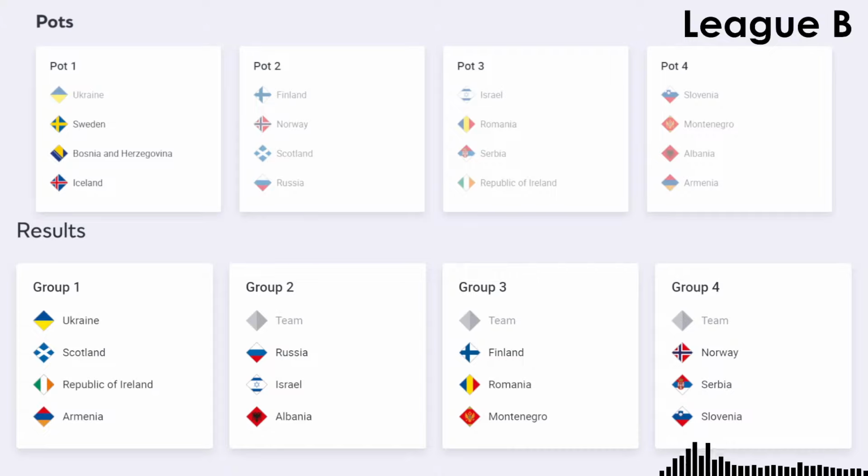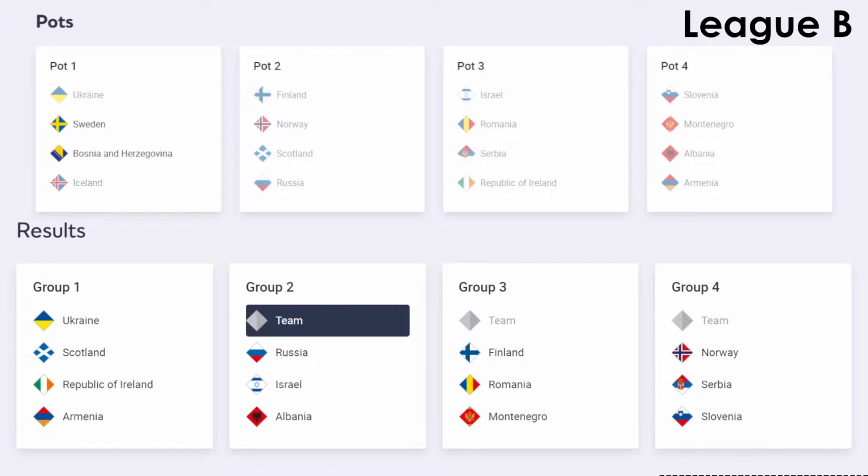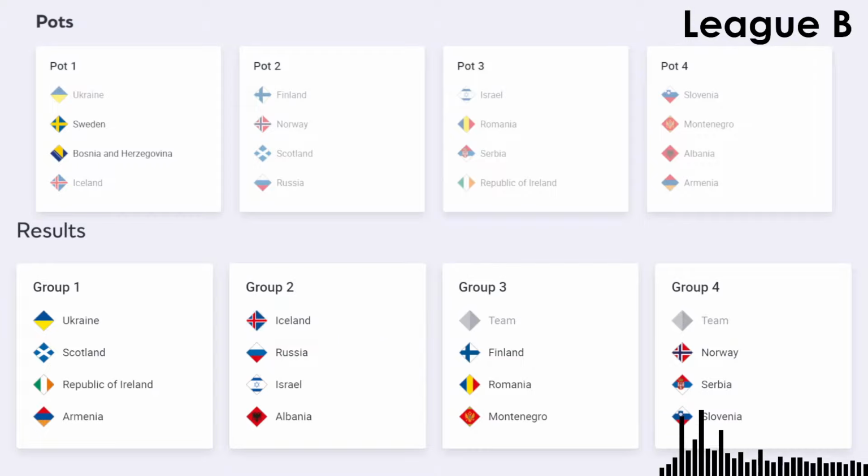Moving on to Group B3. Bosnia-Herzegovina on Group 3 with Finland, Romania and Montenegro. Only one team left: Sweden. Sweden joined Norway, Serbia and Slovenia.